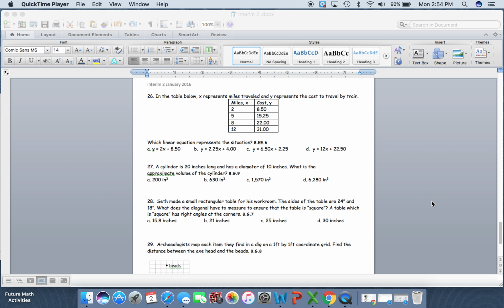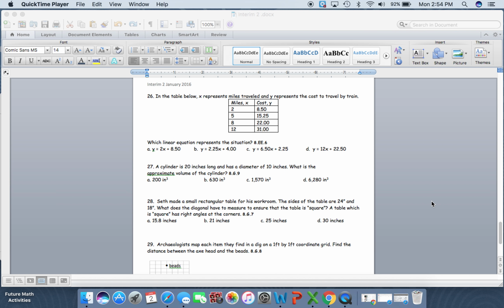26. In the table below, X represents miles traveled and Y represents the cost to travel by train. Which linear equation represents the situation? A. Y equals 2x plus 8.50, B. Y equals 2.25x plus 4.00, C. Y equals 6.50x plus 2.25, D. Y equals 12x plus 22.50.